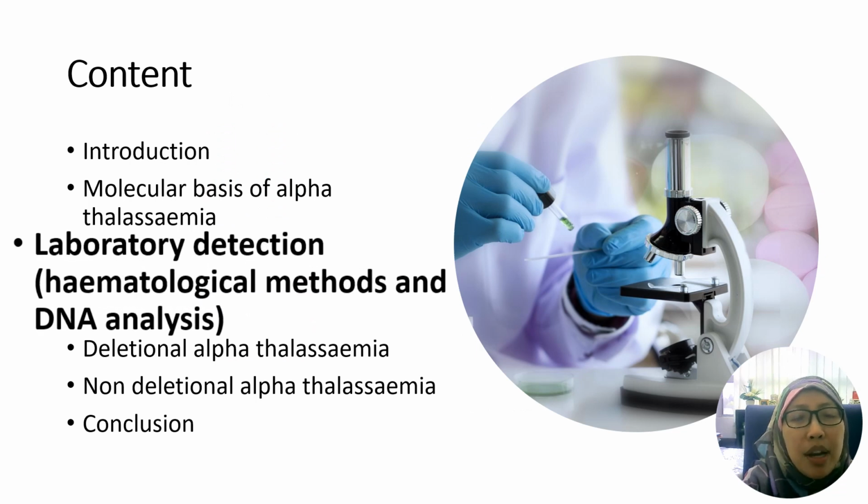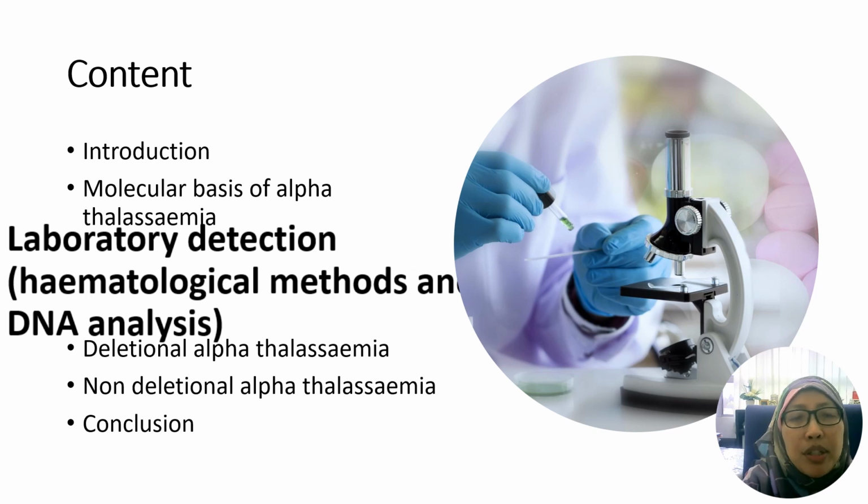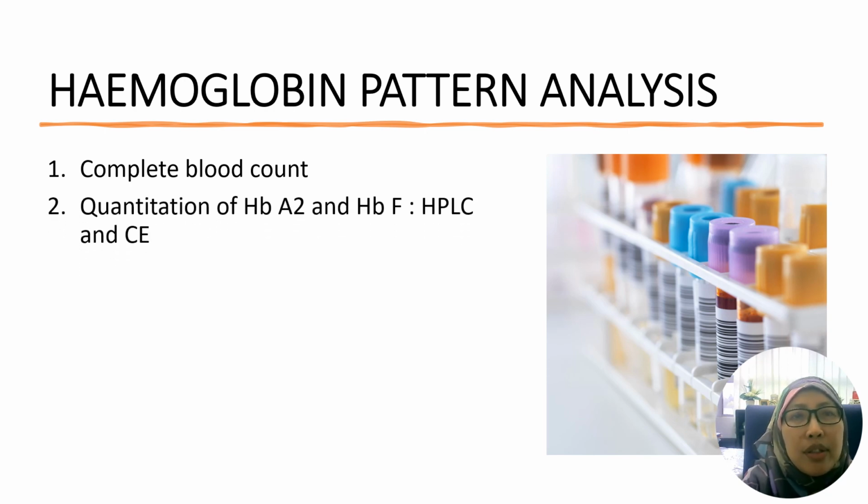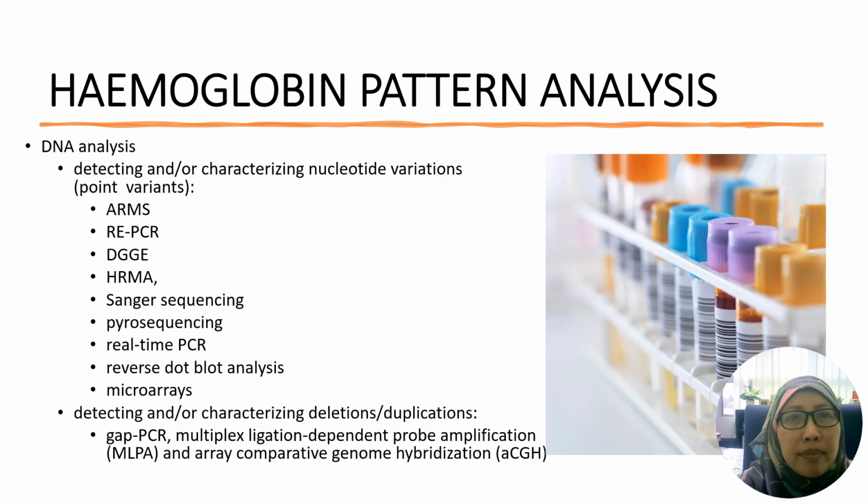Now let's go to laboratory detection, which includes hematological methods and DNA analysis. In general, hemoglobin pattern analysis includes complete blood count, quantitation of HbA2 and HbF, as well as DNA analysis. DNA analysis of hemoglobinopathies currently in use is based on the polymerase chain reaction. There are many different PCR-based techniques that can be used to detect the globin gene variants.